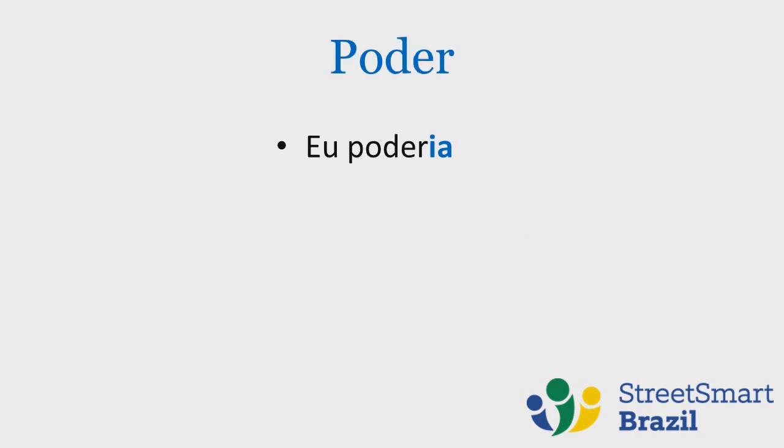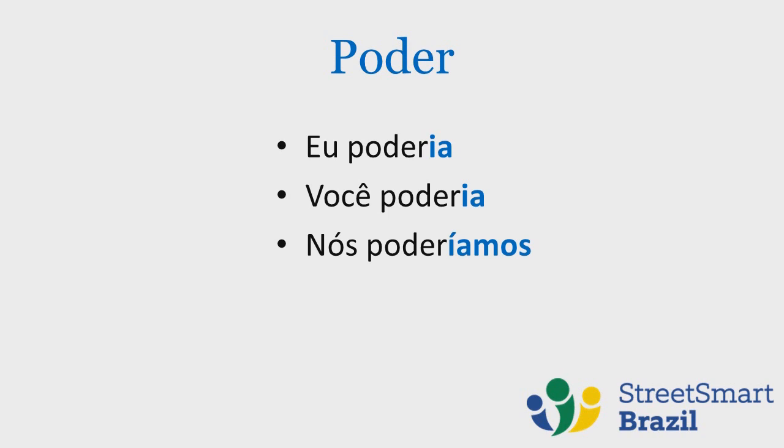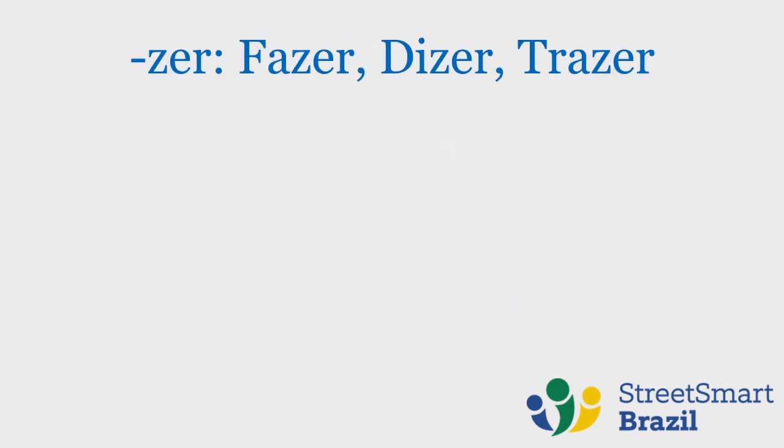Let's see another verb, the verb poder, which is an irregular verb, but like I told you for the conditional, it's easy, you use the same rule. So, eu poderia. Você poderia. Nós poderíamos. Vocês poderiam. Okay. There are very, very few exceptions to the rule. Almost all the irregular verbs will fall under the pattern of conjugation that I just showed you, except the verbs that end in zer, like fazer, dizer, trazer.